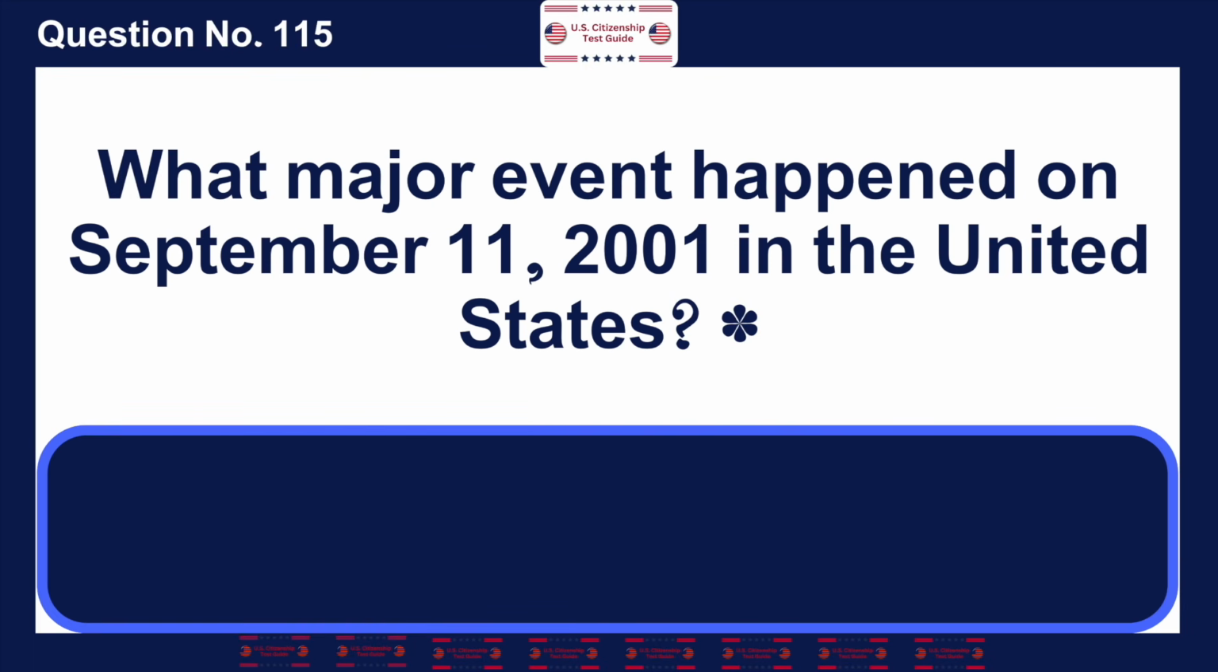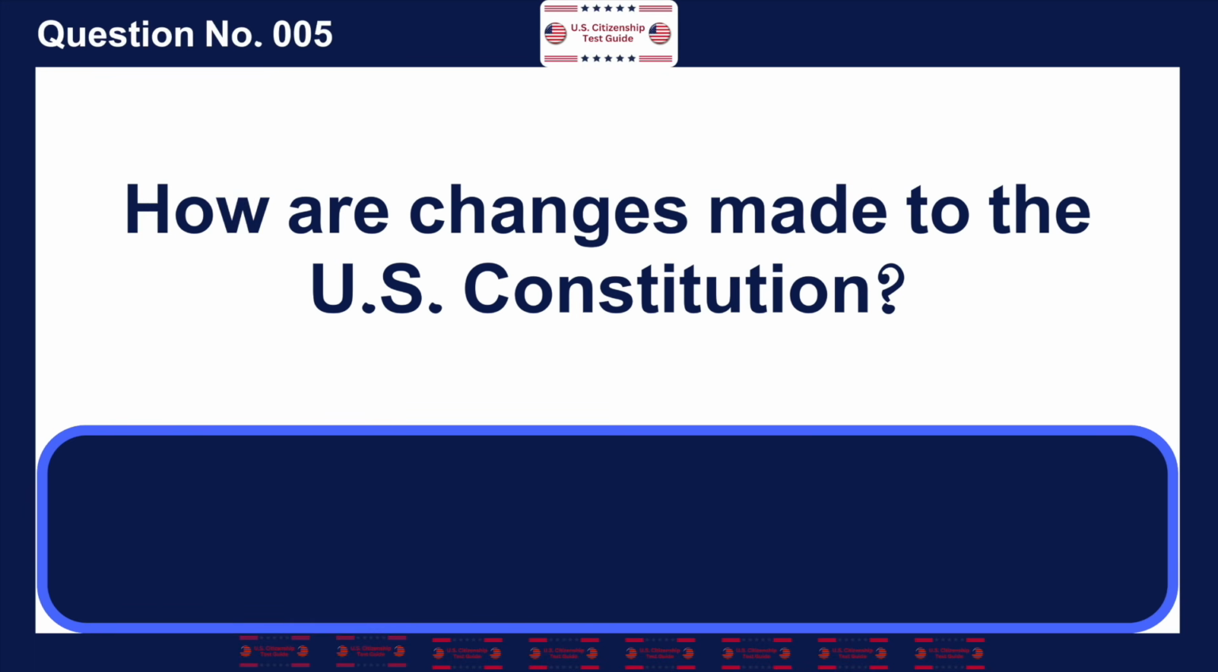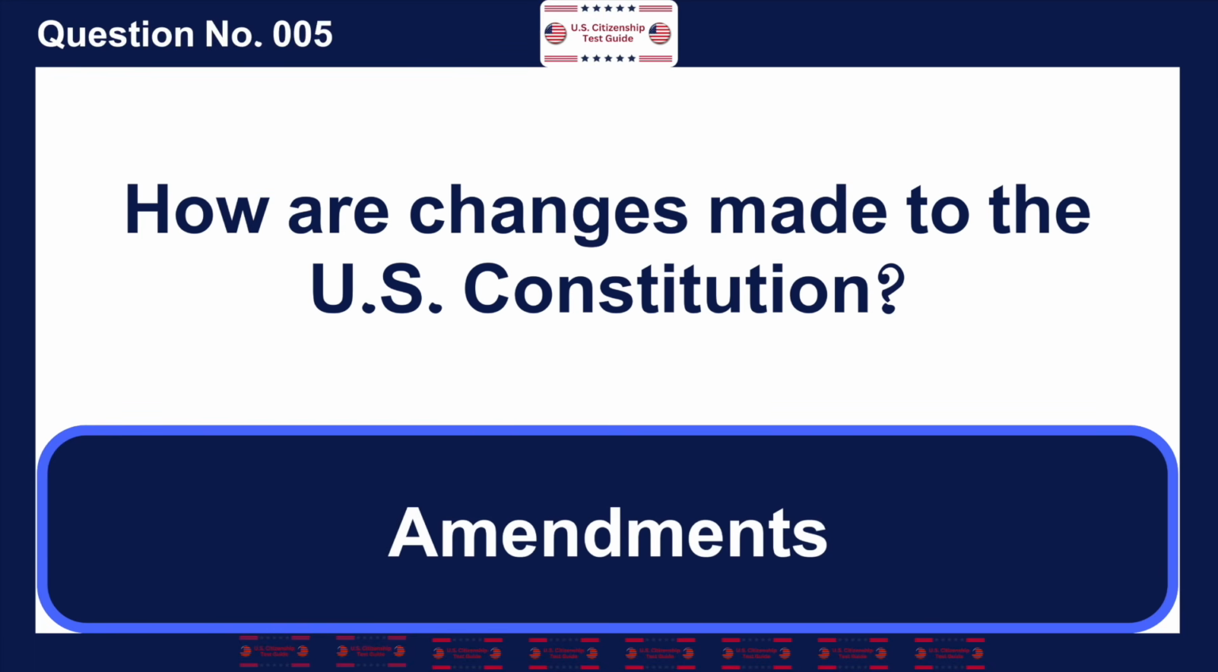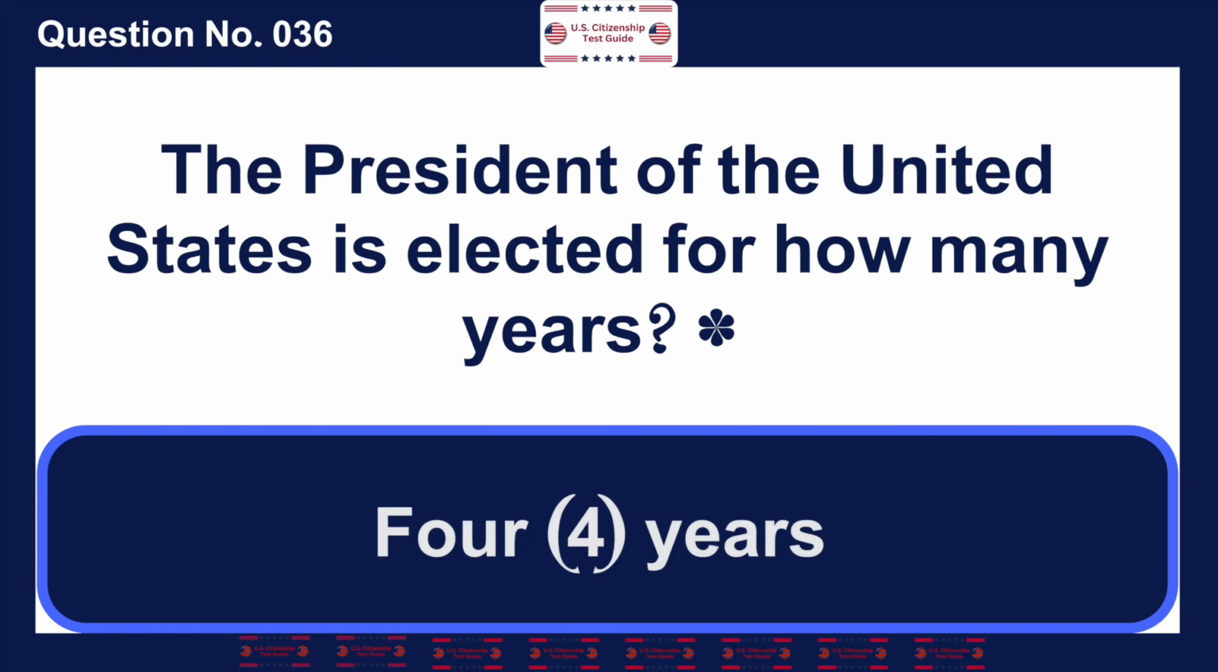What major event happened on September 11, 2001 in the United States? Terrorists attacked the United States. How are changes made to the U.S. Constitution? Amendments. The President of the United States is elected for how many years? For years.